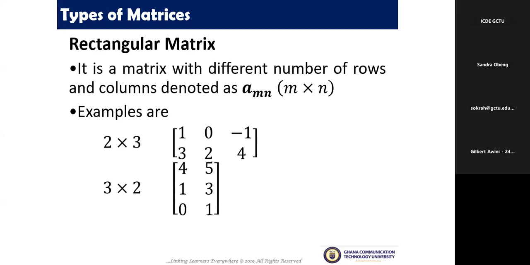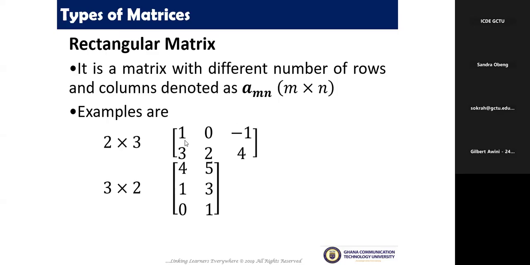Then we come to another type of matrix called the rectangular matrix. Now, what is a rectangular matrix? It is a matrix whose number of rows and number of columns are not the same. They are different. So anytime you have a matrix whose number of rows and number of columns are different, you say it is a rectangular matrix.